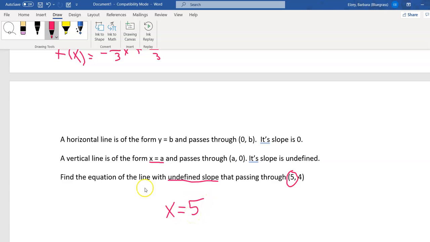Now, if this had said find the equation of the line with slope 0 passing through (5, 4), we would have had a horizontal line. It would have been of the form y equals b, and we would have looked at the y value and got y equals 4 as the equation of the line. So if we have undefined slope or a 0 slope, it's a much easier equation to find.